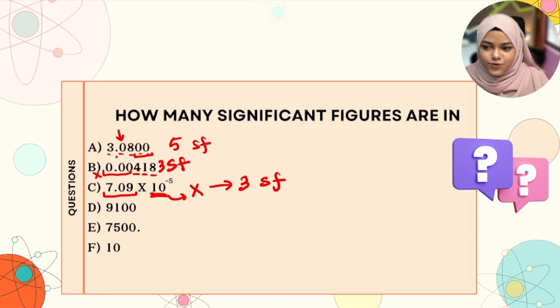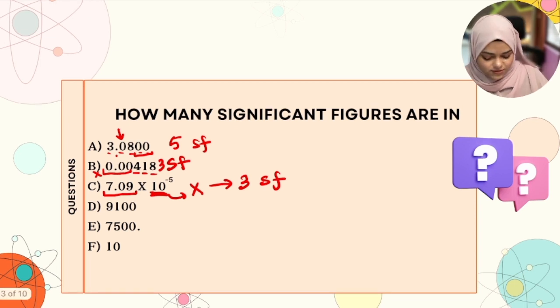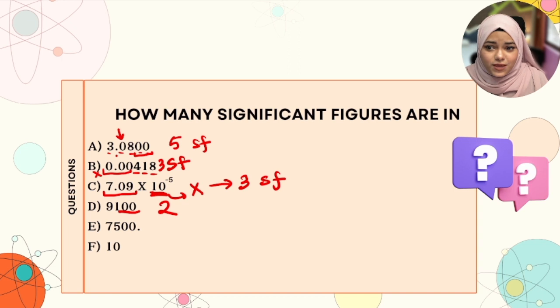Number D, we have zeros at the end and there is no decimal point. So those zeros are not significant, and we only have 2 significant numbers. And E, that's a good question because we have a point at the end. This is not a typing mistake. There is a decimal at the end of the zeros. So we're going to count the zeros here as significant too. Therefore, we have a total of 4 significant figures.